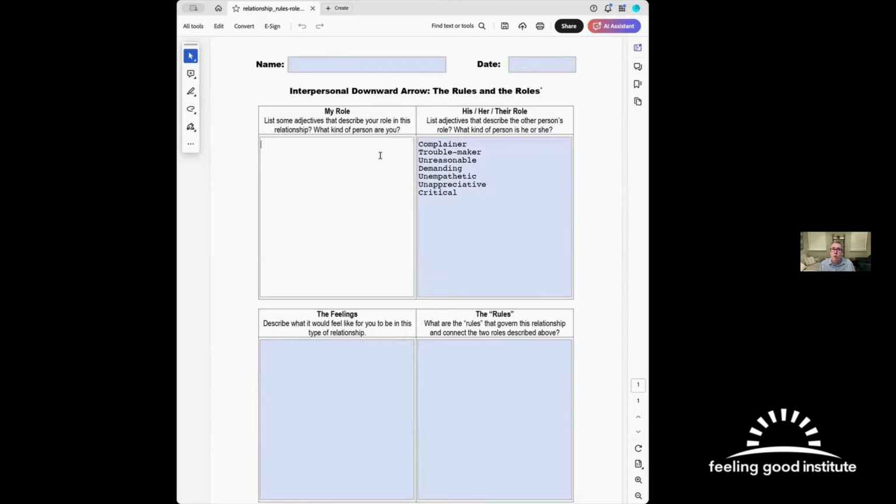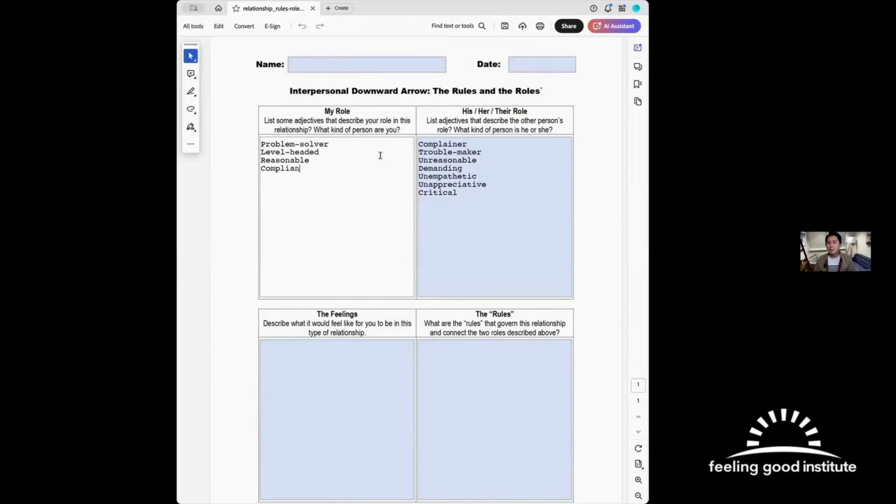What describes your role? What are some words that describe you? Well, I'm more of the problem solver and maybe the more level-headed one. Okay, sure. And if she's unreasonable, I guess that makes me reasonable. And what's the opposite of demanding here? Because I'm definitely one that complies to her demands. Yeah, compliant. Does that sound right?